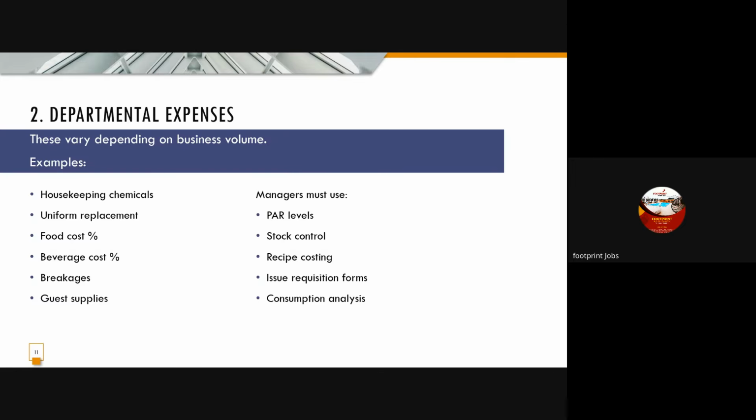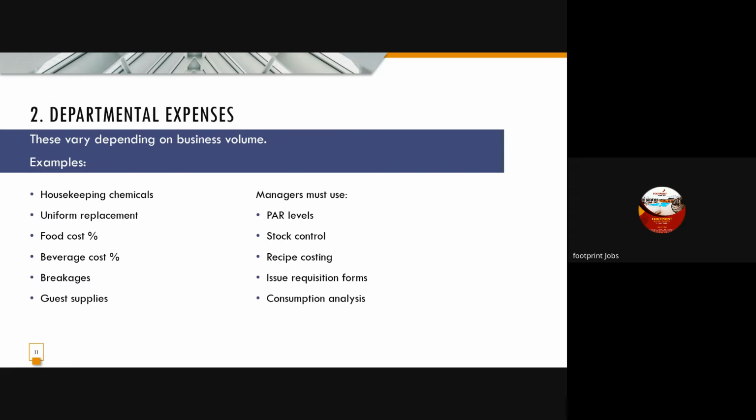Now, par level is simply periodic automatic replenishment. So what this means is that you've set a reorder level. For example, for guest amenities, you've told yourself that once this thing gets to 100, I'm replenishing, irrespective of whether I have guests in the house or don't have guests in the house. So you must learn to use par levels to replenish product.